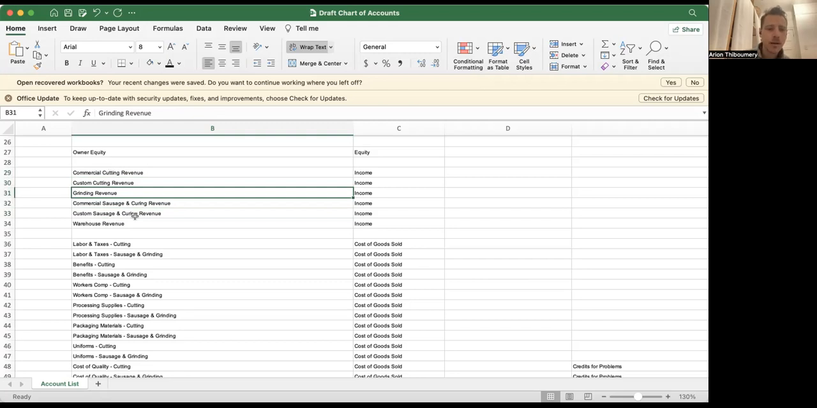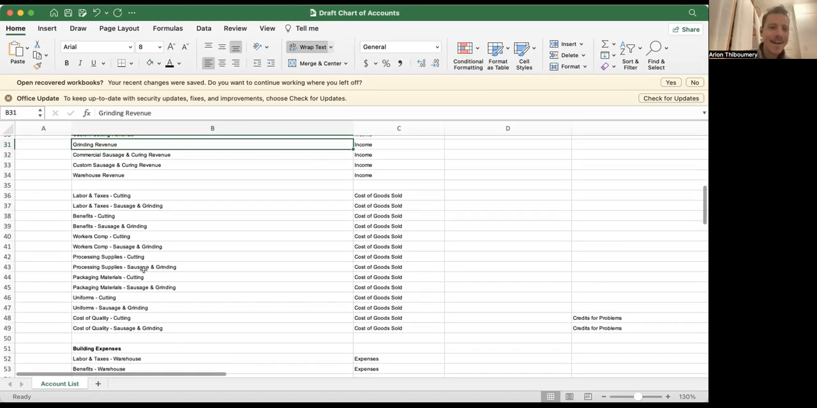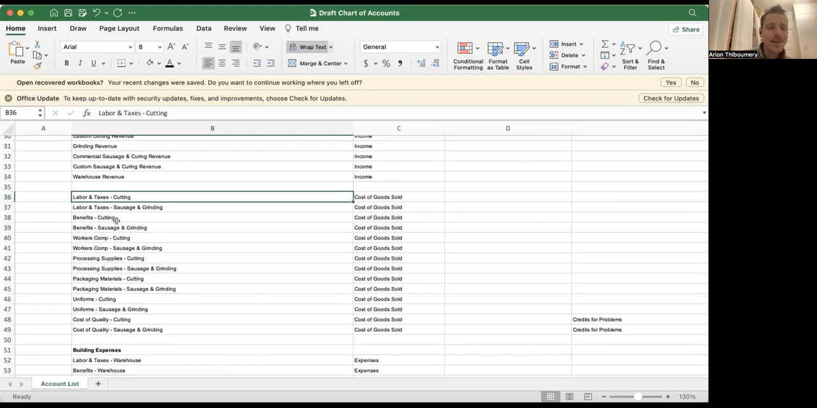Grinding, I do have, even though sausage and grinding are one expense or cost of goods set, I have broken out the revenue here. You could criticize me and say, why don't you fold that all in as one in your effort to pare down accounts? And I would accept that as a legitimate criticism. I've recently moved away from trying to condense some of these.